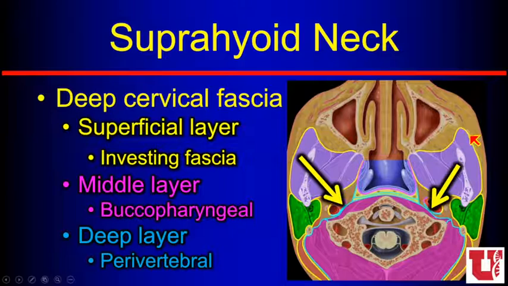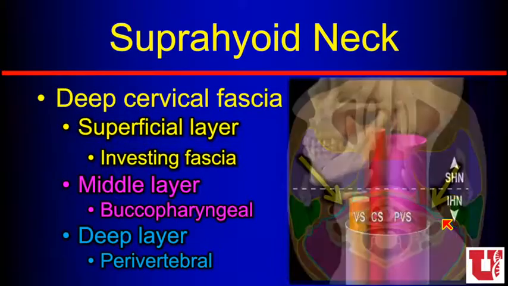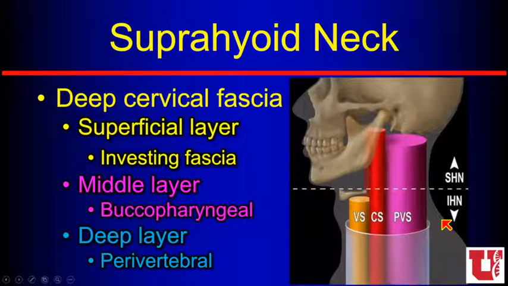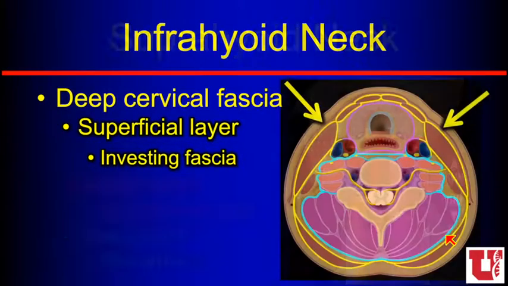And again, we see the superficial layer in yellow, the middle layer here in pink, and the deep layer in blue. And these cervical soft tissue fascial layers define these spaces, and some of them are kind of like tubes that extend through both the suprahyoid and the infrahyoid neck, so they may direct pathology superiorly and inferiorly in that space. And if we look at the infrahyoid neck, it's the same way.